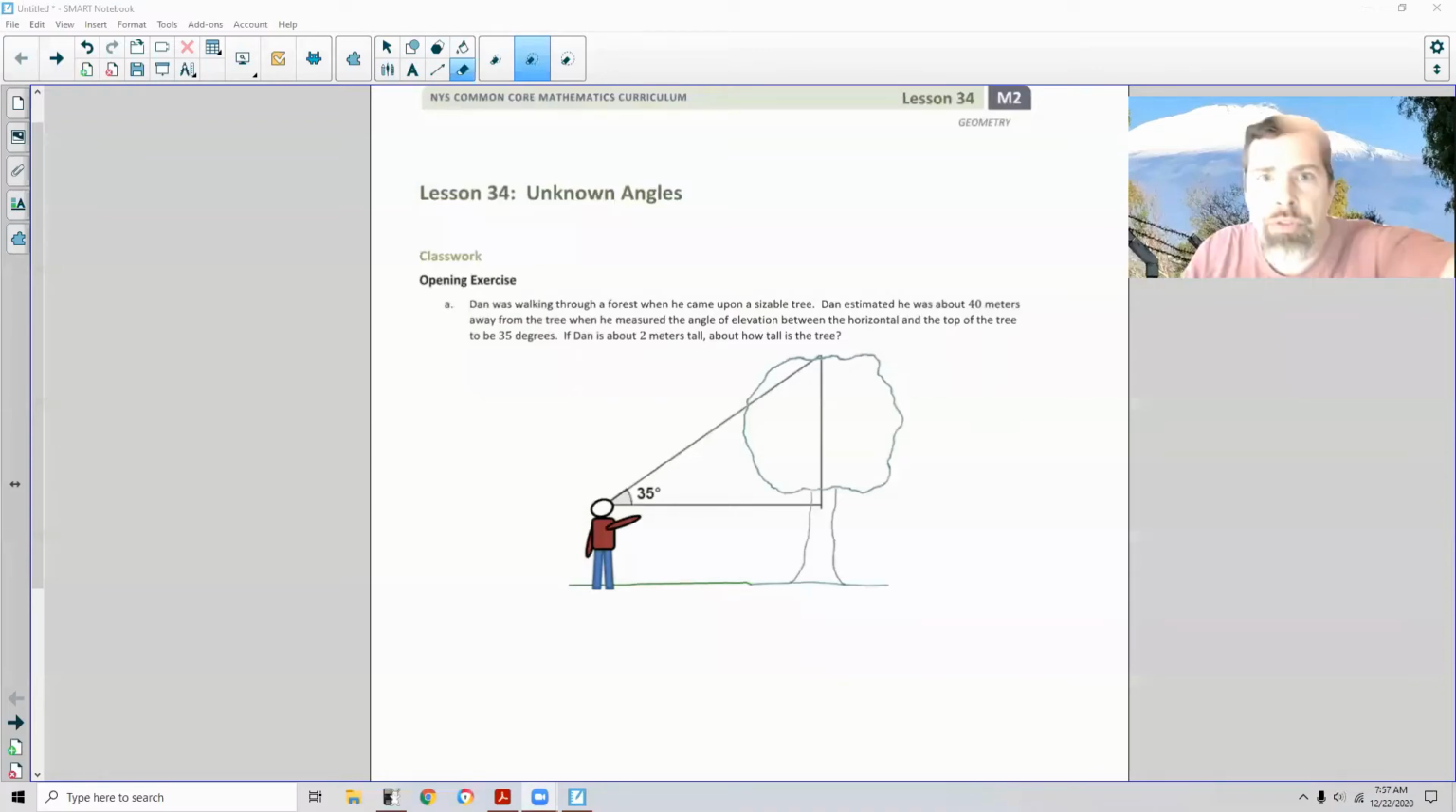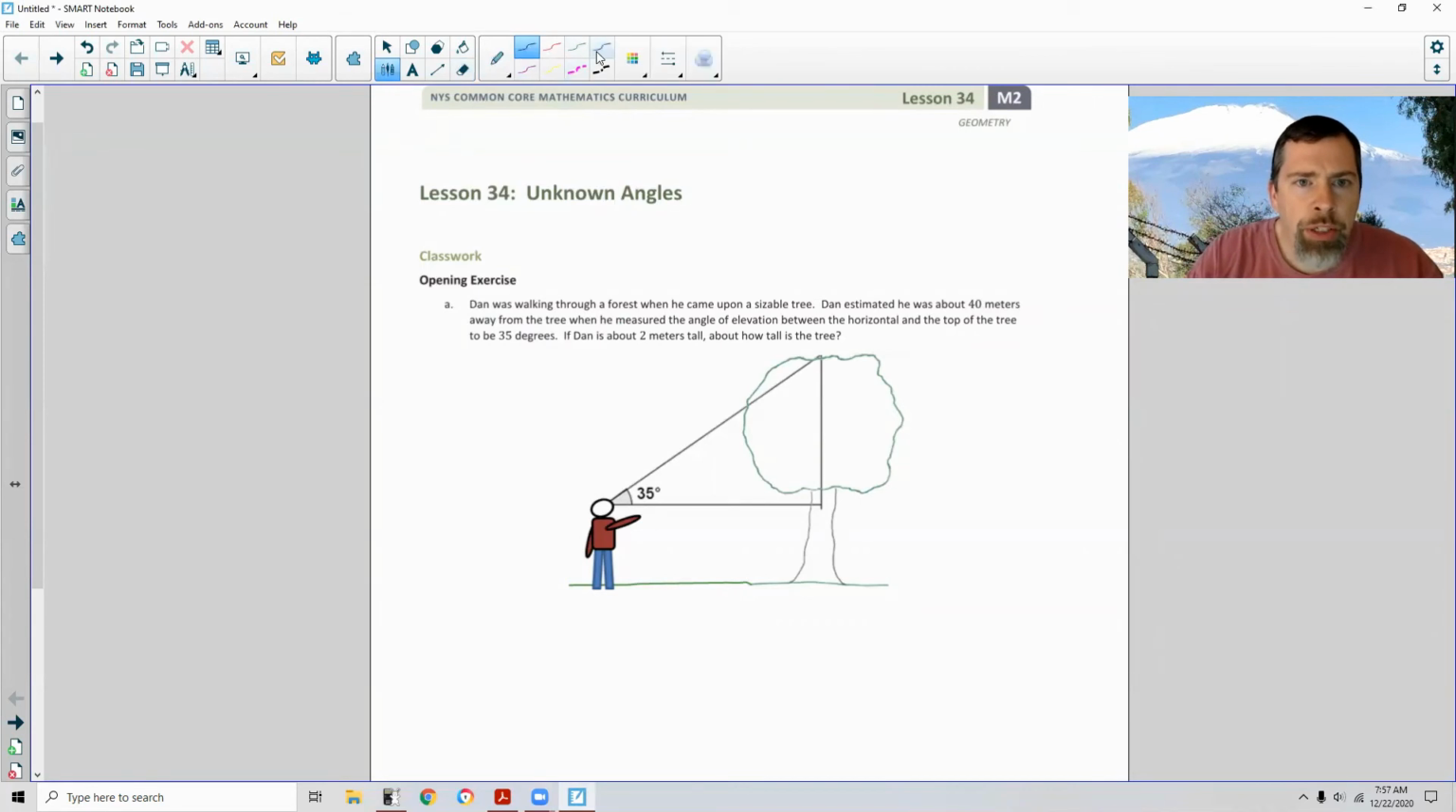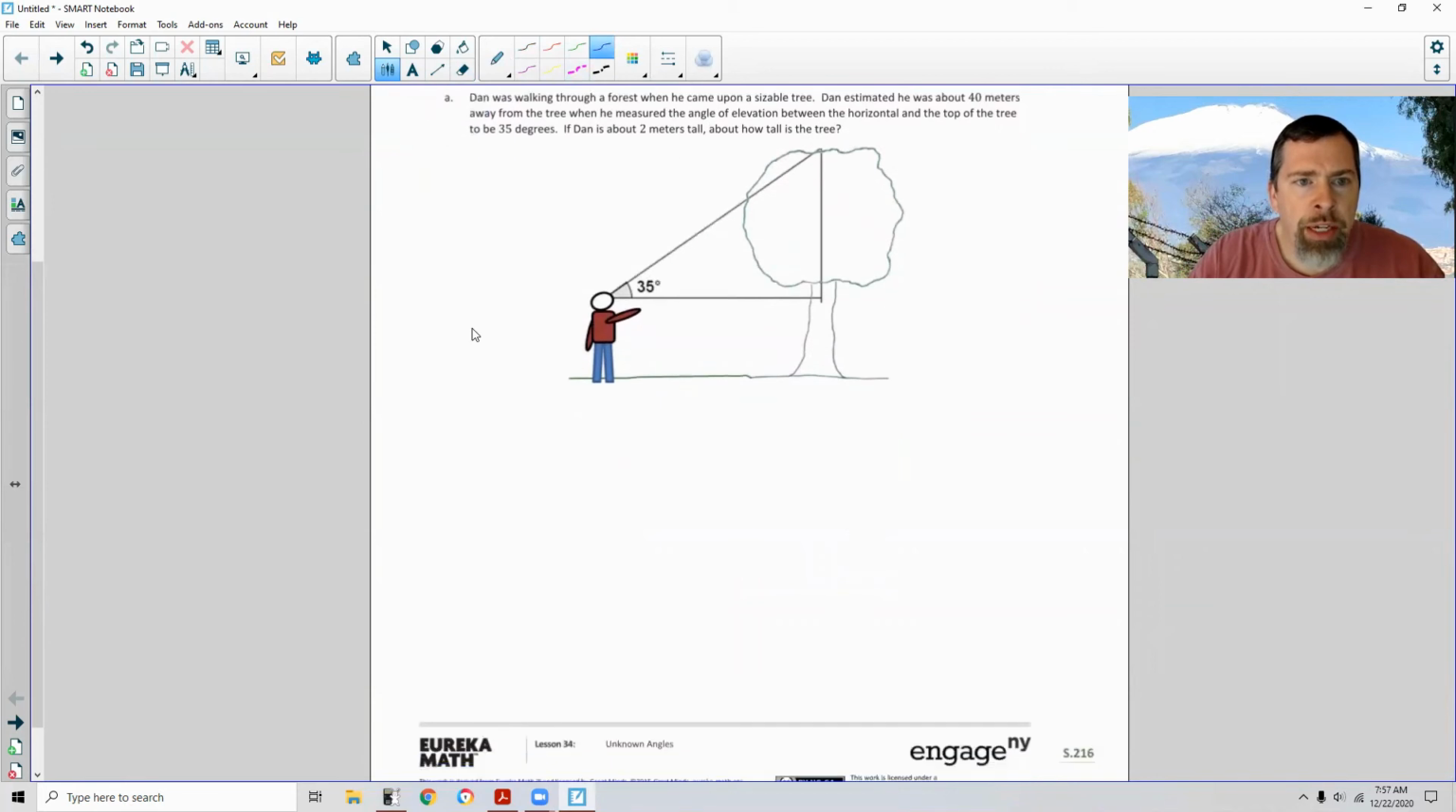Hello, lesson 34. Hello there, unknown angles. Well, let's make these unknown angles known by using the trig we learned in this module. So here we go, classwork opening exercise, part A.